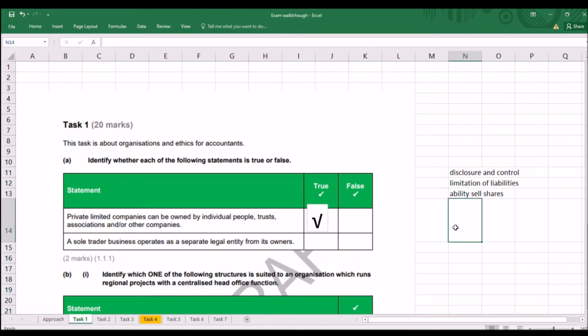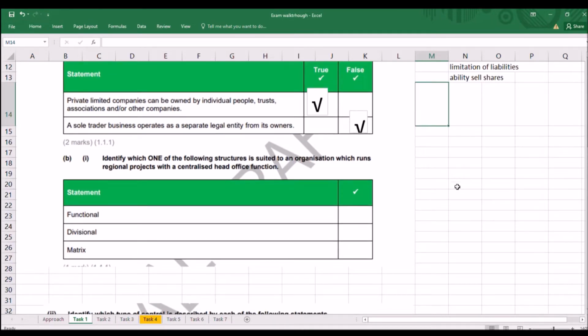Okay, a sole trader. So no limitation of liability here. Operates as a separate legal entity from its owners? No, it doesn't. That's the whole point of the sole trader: they have unlimited liability, and they are the organization, so the sole trader is responsible for all the liabilities of the business. If it goes wrong, they lose their house, whatever.